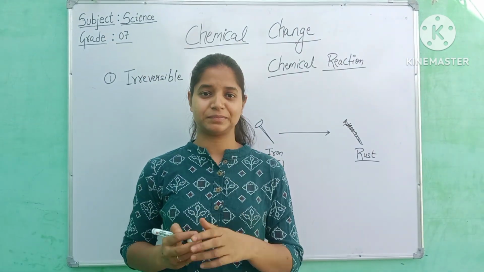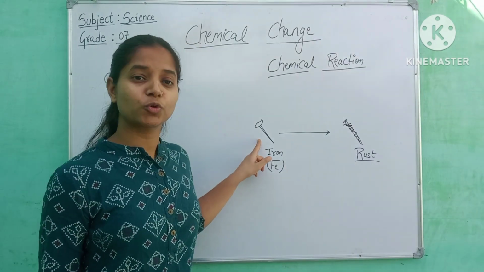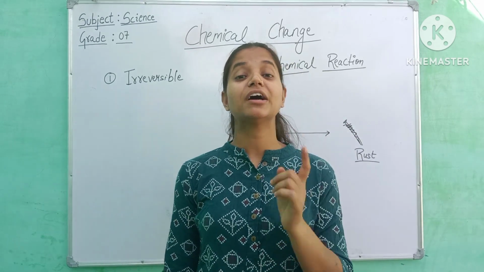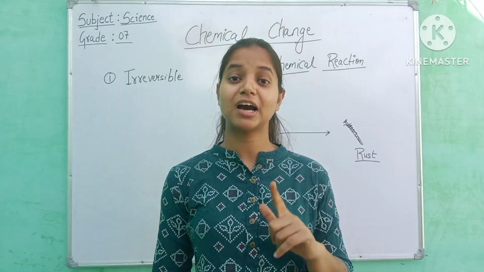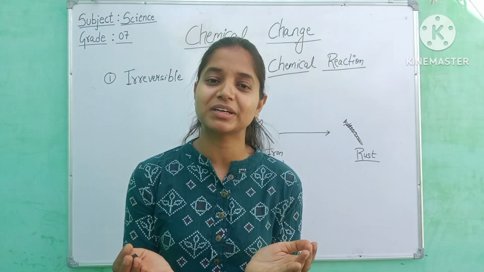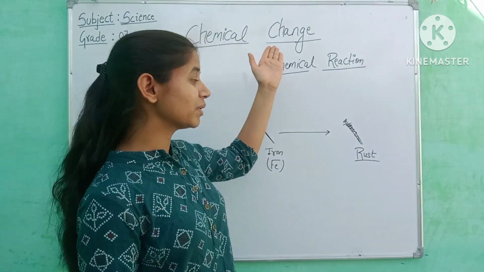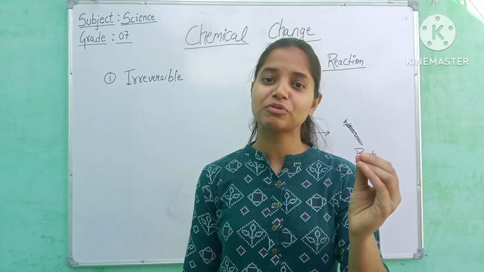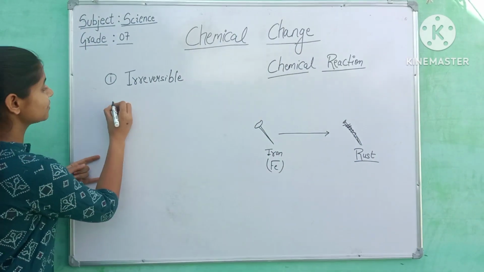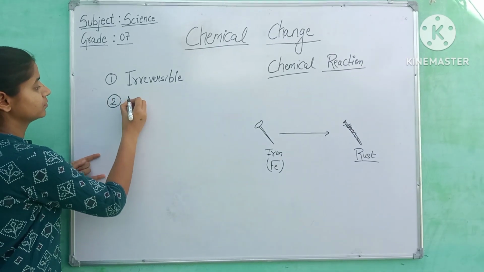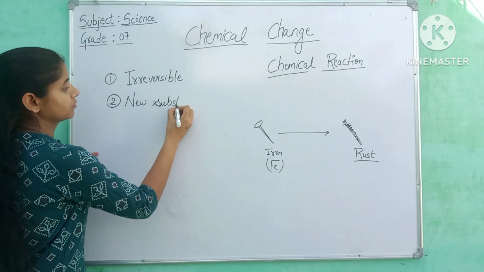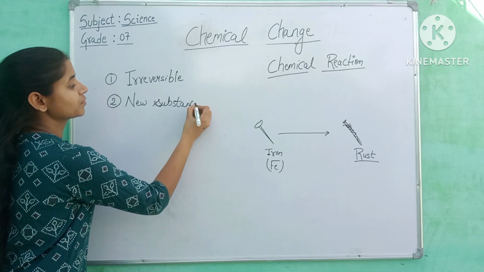And the second thing is, first, you didn't have rust. After some time the rust is formed, so you got a new substance, that is rust. So my dear student, always remember that in chemical change you will always get one or more than one new substance. Second point, new substance formed.